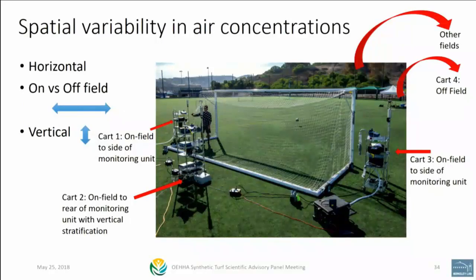Showing the net picture that we've already seen. We had carts on either side of the net, as well as a cart directly behind the net and a cart well off of the field. And the vertical stack, our vertical monitoring, was accompanied with a cart directly behind the net. We're calling that one cart 2. So carts 1 and 3 were off to the side, and cart 4 was well off of the field.